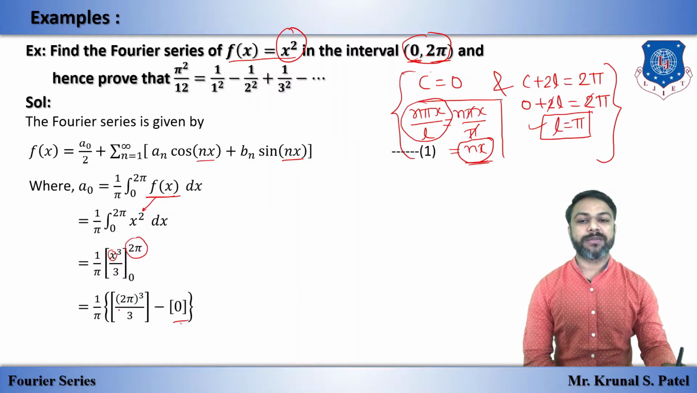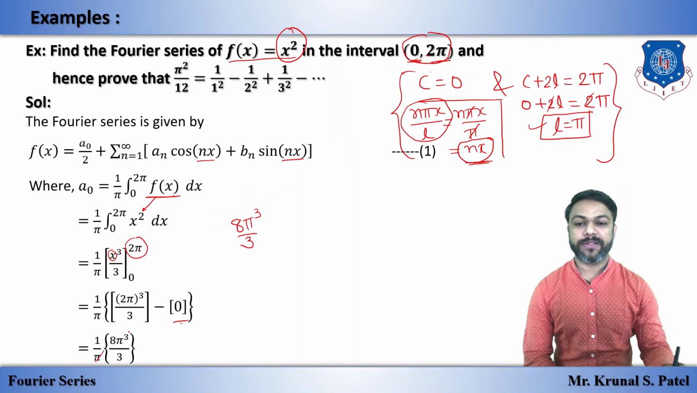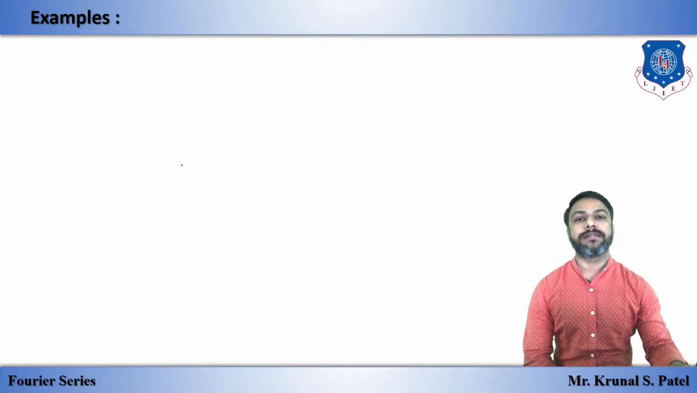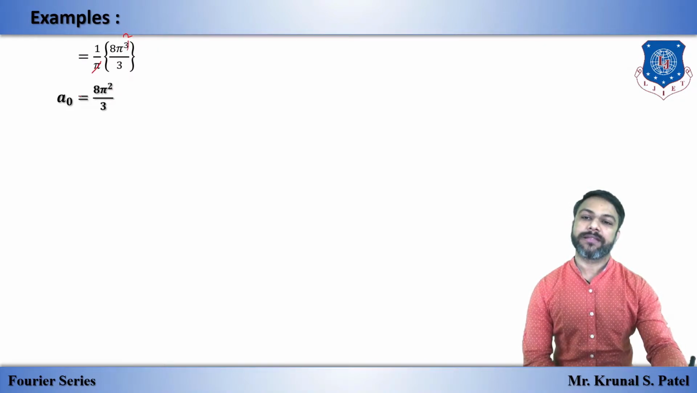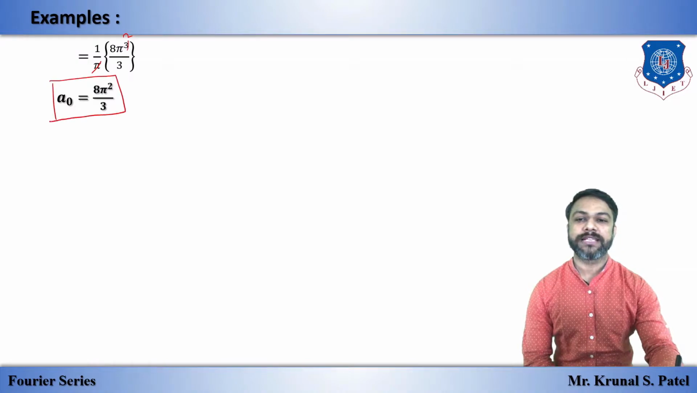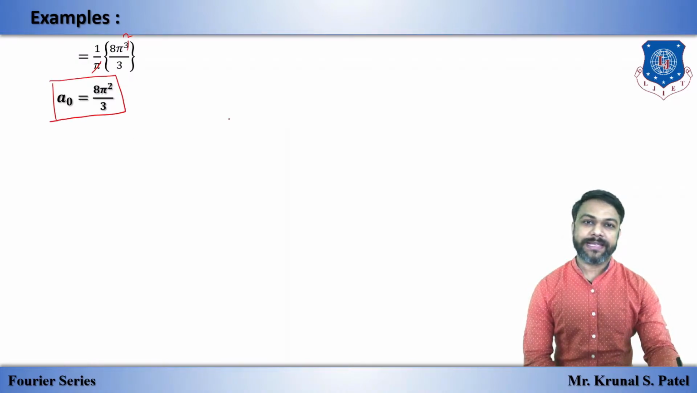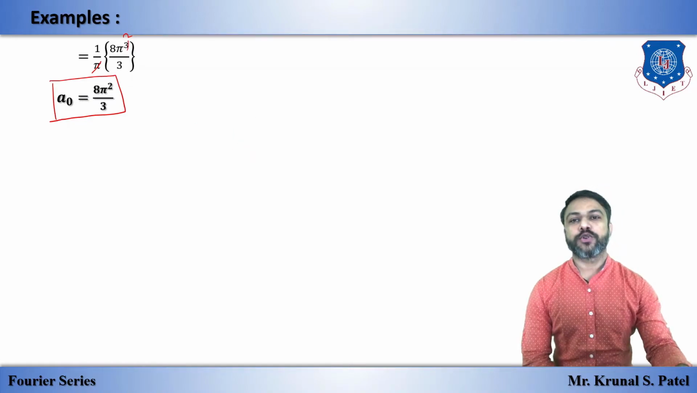Now by simplifying this, we know that 2 pi whole cube gives us 2 cube, that means 8, pi cube, divided by 3. So we have 1 by pi, 8 pi cube by 3. By cancelling this pi with pi cube, the remaining answer is 8 pi square by 3. This is our value of a0. So simple, very easy.